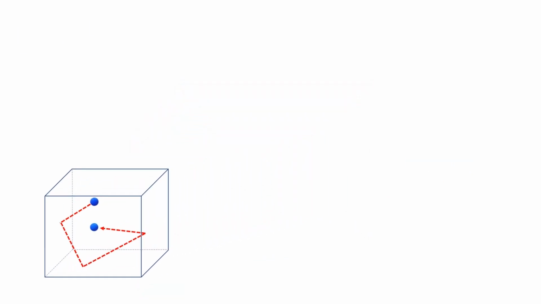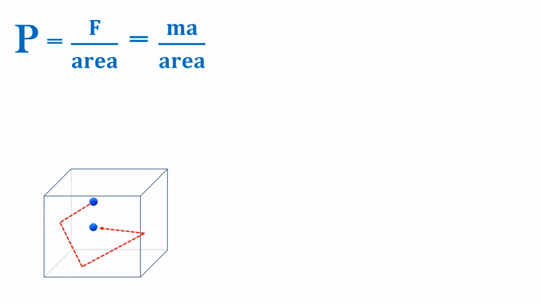The pressure is the force per unit area. And from Newton's second law, force is mass times acceleration. And acceleration is the change in the velocity over the change in time. Let's focus on the change in velocity first.